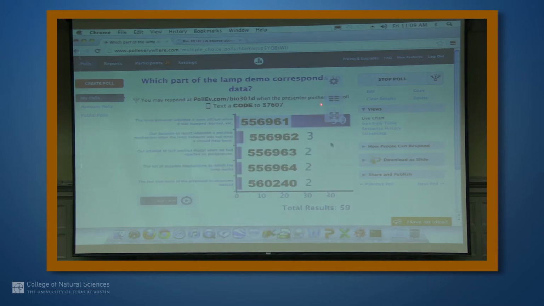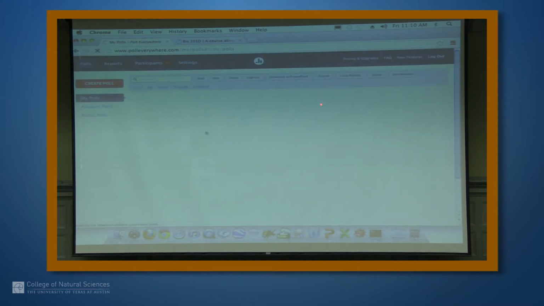Okay, again, not much disagreement. So data, the behavior when it was bumped, burned, etc. is correct. And we have 2 more options.